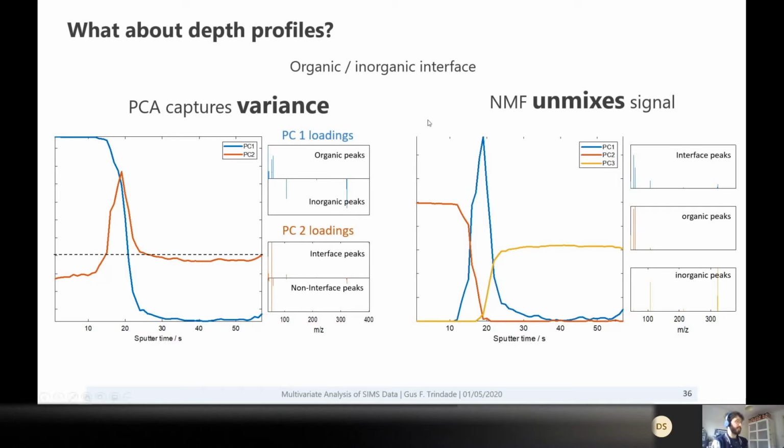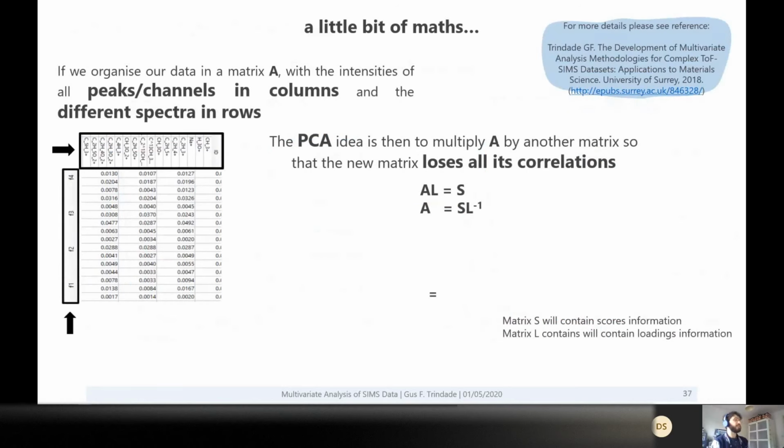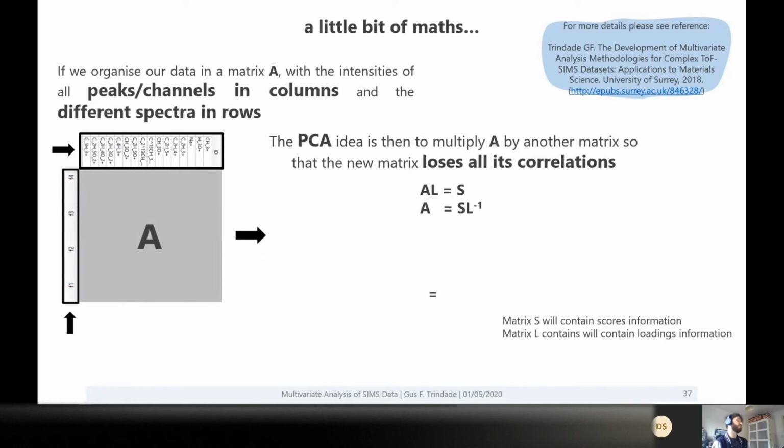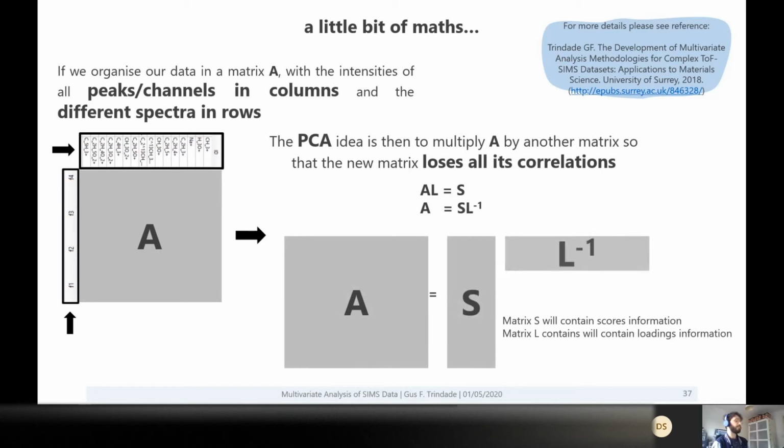It relates to the next 2 slides, actually, which I don't want to go into all the details of, but just a little bit of the mathematics behind this. For both methods, we can organize our data in a matrix that we call A, with all the intensities of the peaks in columns and the observational spectra in rows. What we do is matrix algebra. We factorize this matrix into 2 matrices with smaller dimensions. One of them contains the loadings, the other contains the scores.